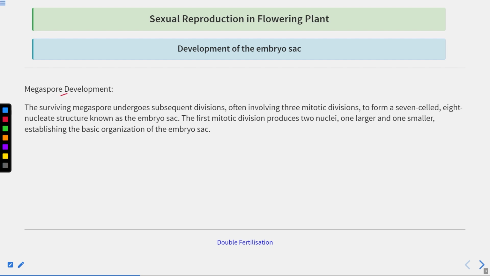So let's talk about the megaspore development. Now the surviving megaspore, we can say this as the functional megaspore also. This megaspore undergoes subsequent divisions, often involving 3 mitotic divisions. So it undergoes 3 mitotic divisions. Clear? To form a 7-celled and 8-nucleate structure, which is known as the embryo sac. Clear?